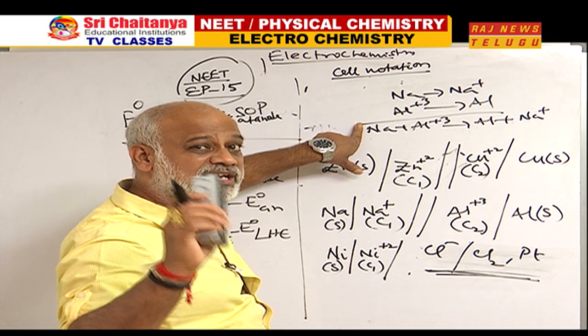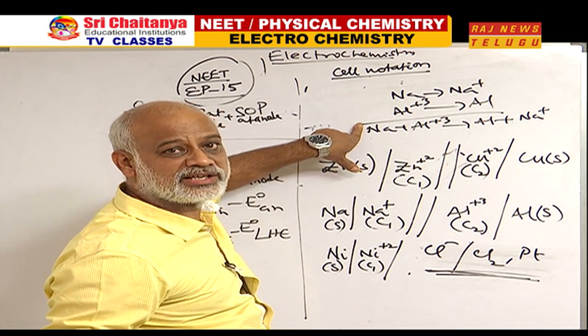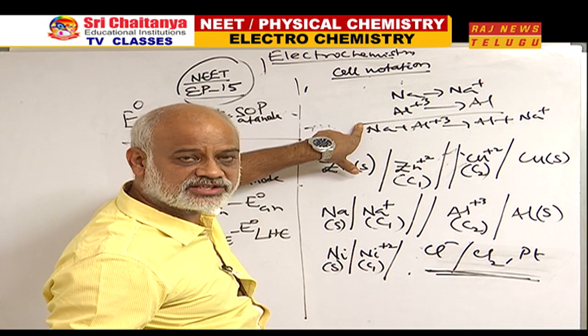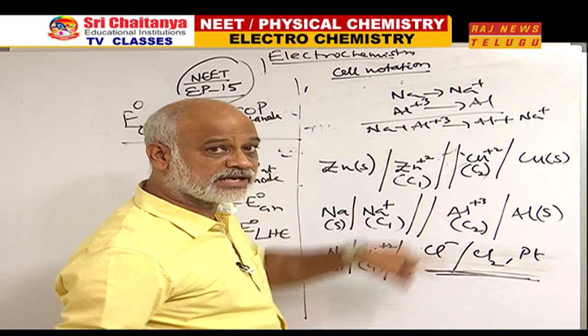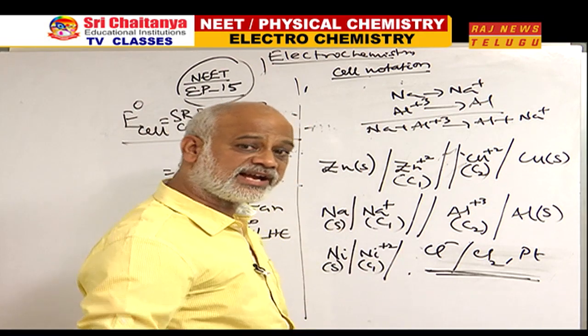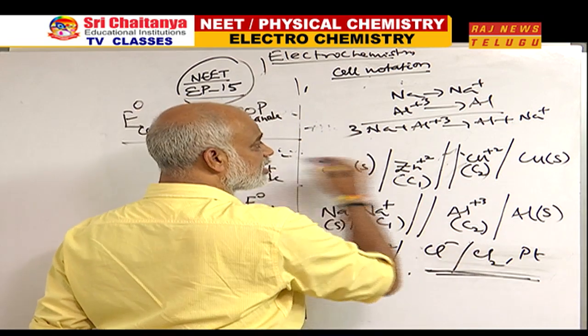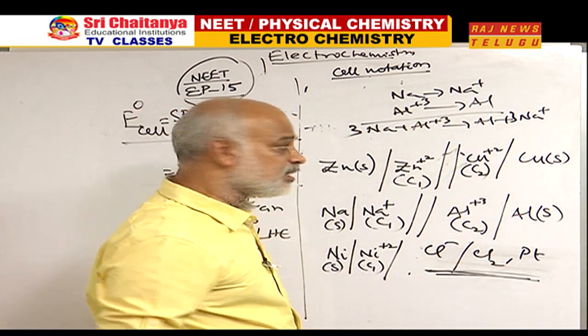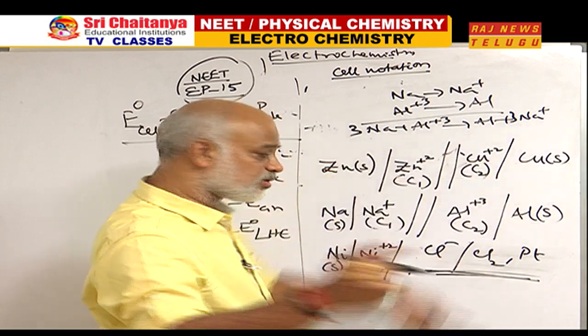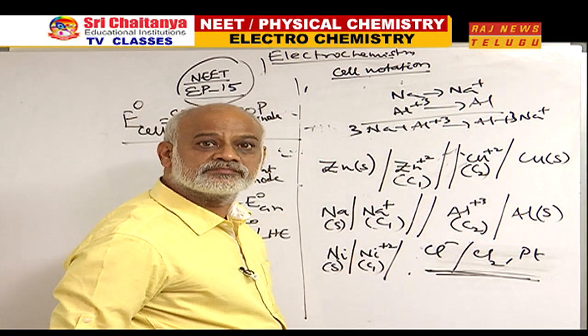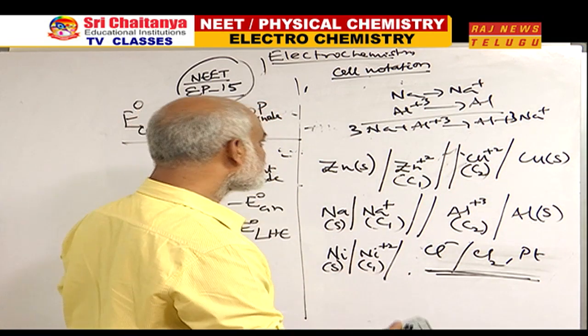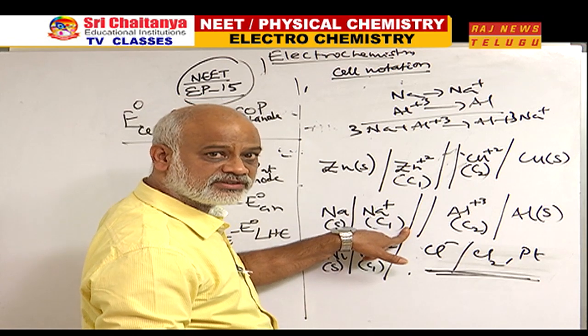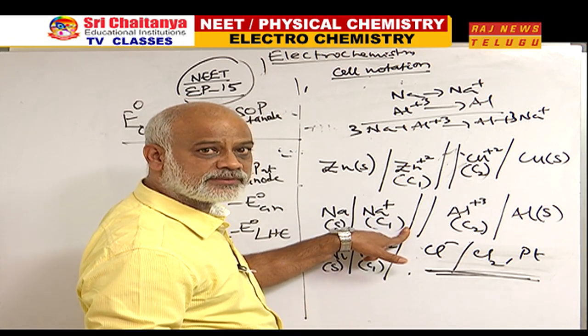While writing the cell notation, no need to write any coefficients or balance the charges. You can write Na plus, Al plus 3. But when you write a cell reaction, always be careful, like 3 Na plus. Even though there is 3 here, you need not write 3 here. No need to worry. Similarly, did you understand this, all of you? Sodium oxidizes, aluminum ion reduces.